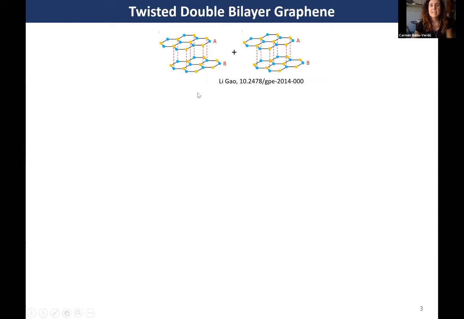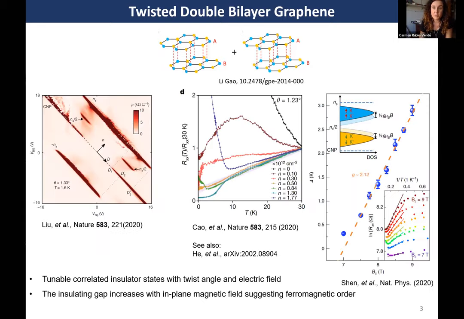In this case, each unit is a bilayer of Bernal graphene. So basically we take this AB graphene and then we put it on top of the other with a twist angle. And transport measurements showed that around 1.3 degrees, correlated insulating states also arise. And in this case, there is an extra tuning knob, which is the displacement field. So basically this correlated state, we can switch on and off with the displacement field.